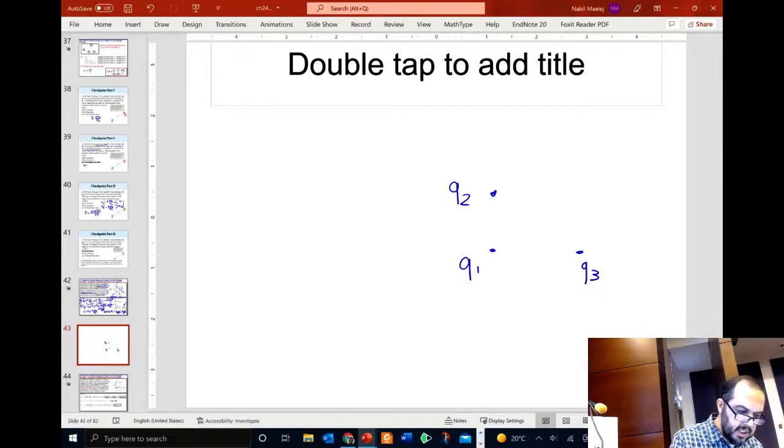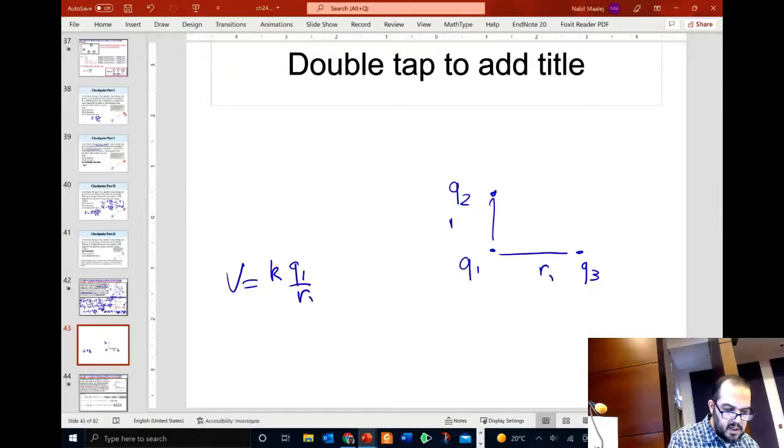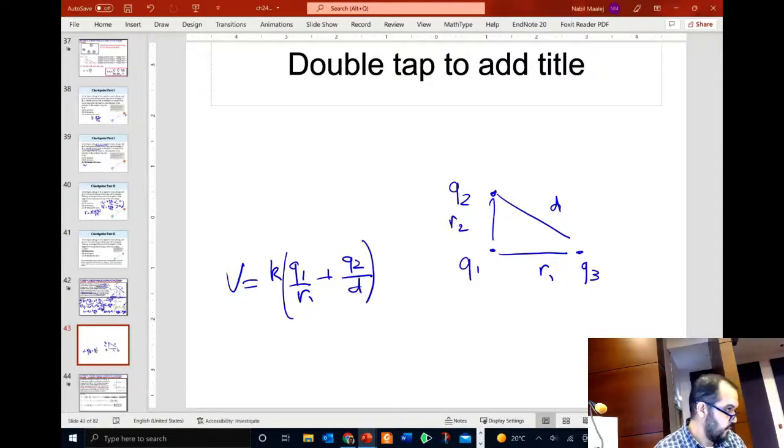I can determine what is the potential due to 1 and 2. We already have done that. We said this is K Q1 over R1. We call this R1, this R2, and this is D. Plus Q2 divided by D. This is a potential. The work done to bring the third charge, this is external work, remember, is going to be equal, we can write delta U, or it's Q delta V.